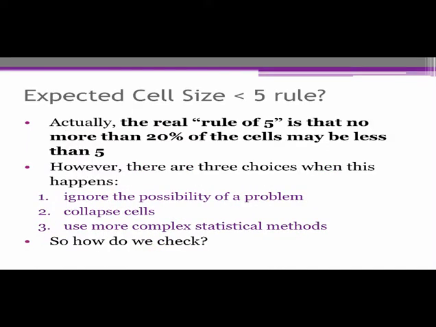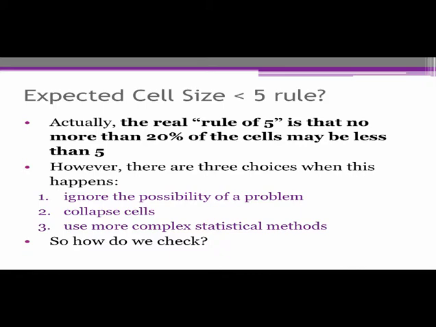So back to our expected cell sizes, now that we've clarified the ways that we can express our null and alternative hypotheses. Recall the rule of 5, where in a 2x2 table, all of our expected cell sizes needed to be greater than 5. Well, the real rule of 5 is that no more than 20% of the cells may be less than 5 expected. Remember, not observed, expected.